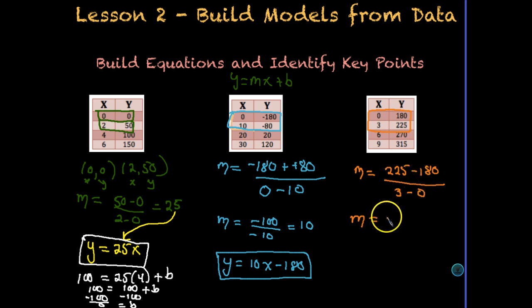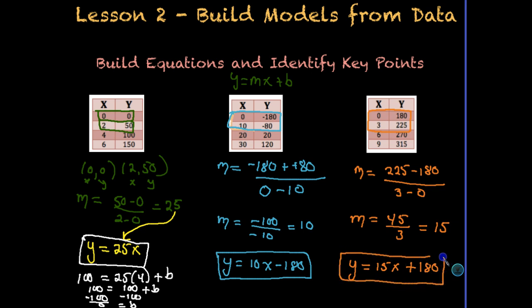225 minus 180 is 45, and 3 minus 0 is 3, which gives me a slope of 15. If we write our equation, we end up with y equals 15x plus 180. I have now built 3 equations using algebra, so now it's going to be important to identify what these equations represent.